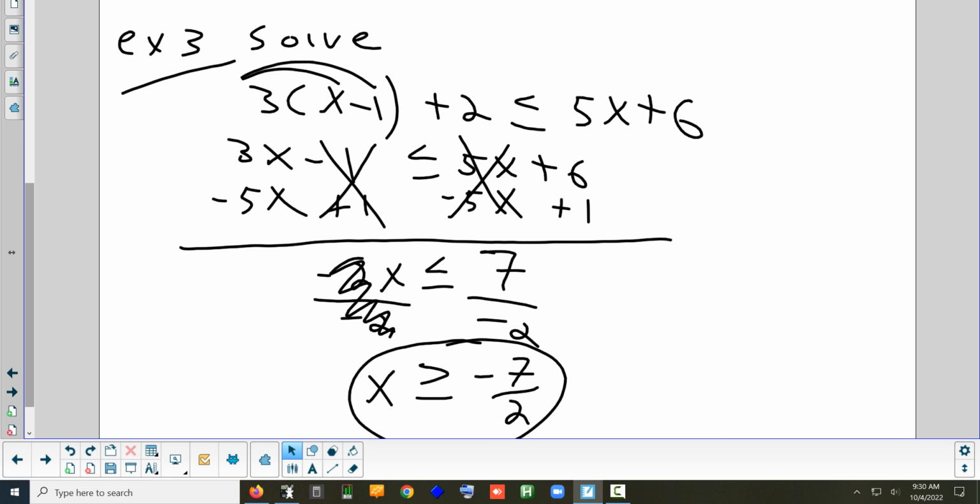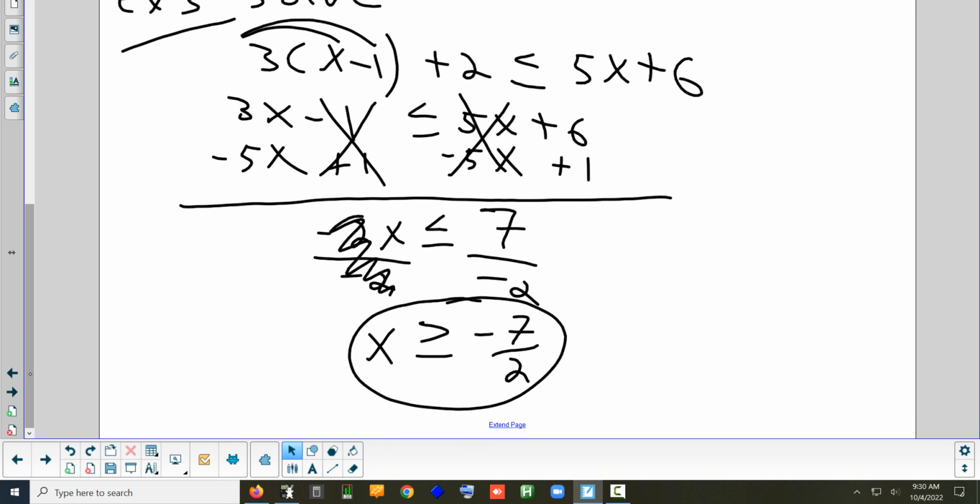And that answer could be written as an inequality, which it is, or an interval, or a graph. Yep. Where did you get the 1 from? That's when we distributed and then combined like terms with the 2. Oh. So we just did both of that in one step. Any questions on that? Okay.